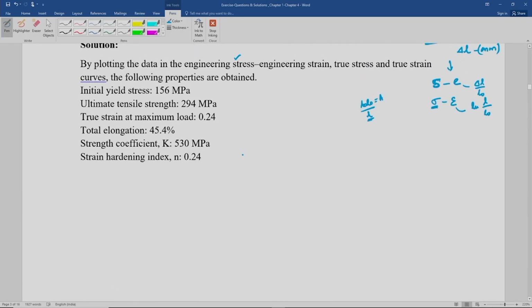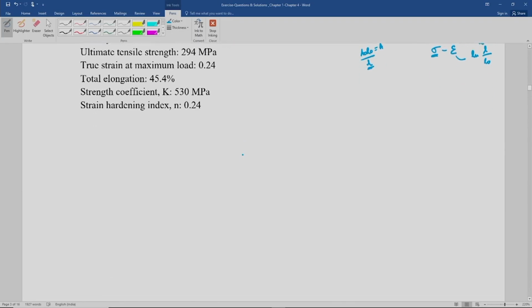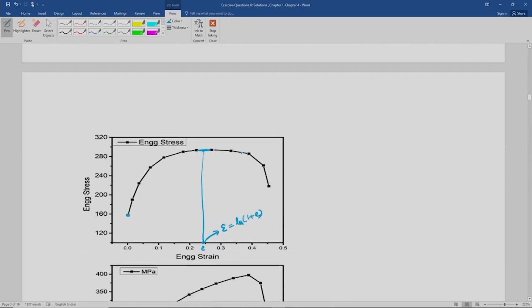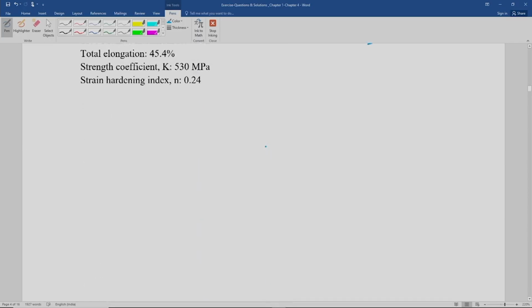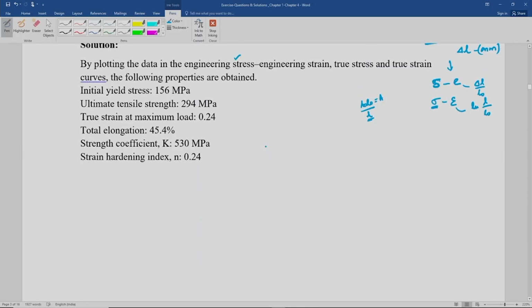Total elongation is about 45.4%, near about 45. You can see that total elongation is generally up to full fracture. So, you can say about 0.45 is coming here, which is nothing but in percentage 45.4.